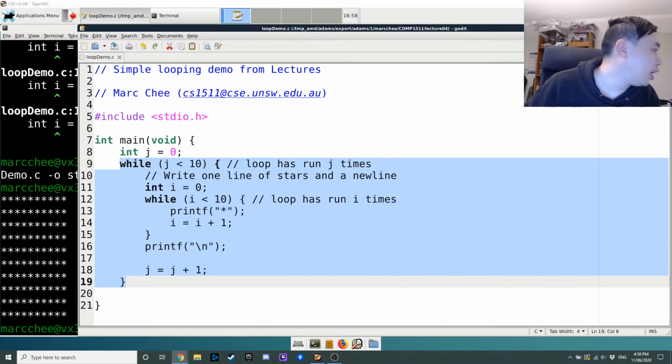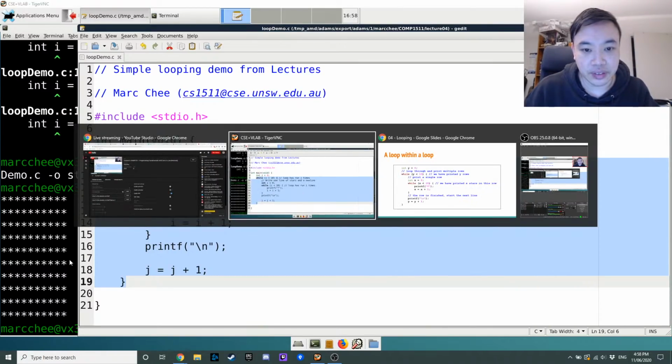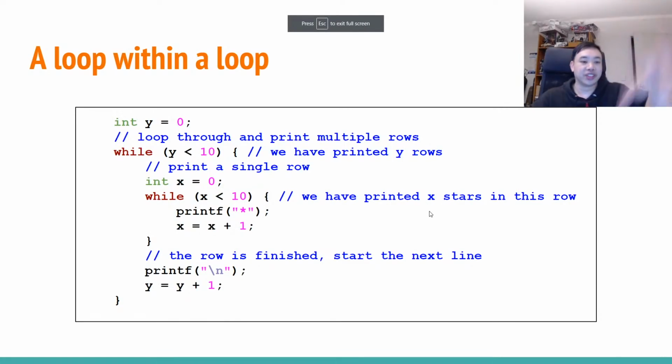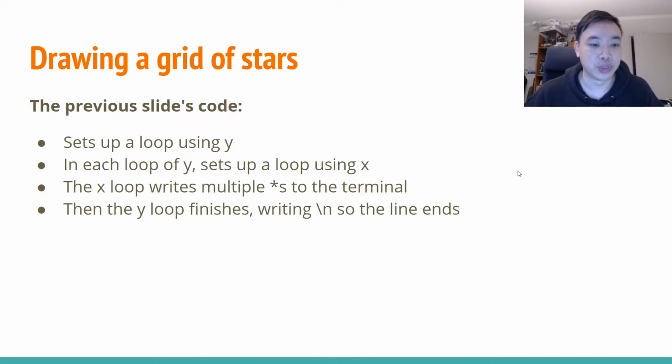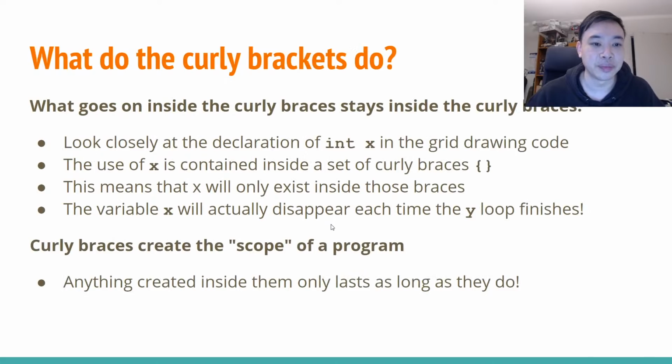Okay, all right. Let's go back to my slides. Okay, so this is this thing here, the loop within a loop that we can do. And I also just wanted to show you some code of looping there. So we draw the grid of stars and stuff. I don't need to go through this slide, actually.